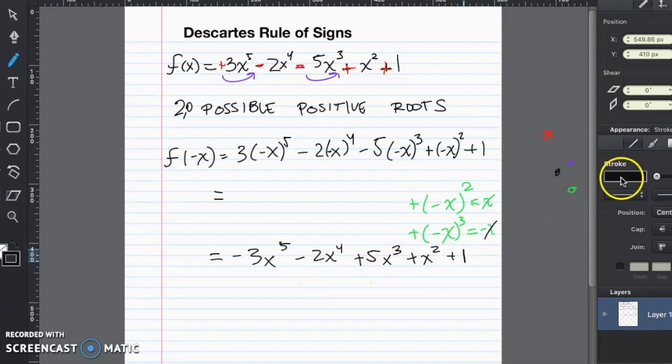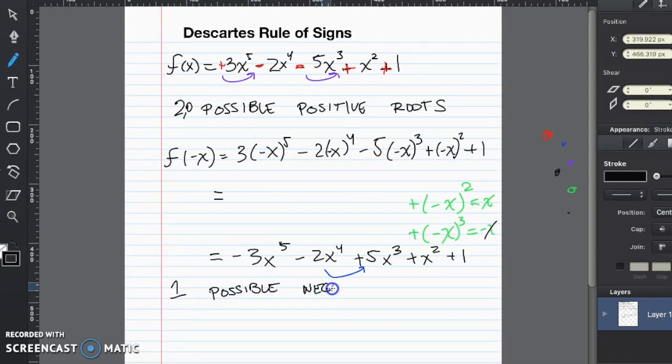Okay, and then again, I'm going to look for my changes in signs. This one from a negative to a negative, that's not one. This one from a negative to a positive, that is one. This one positive to positive, that's not one. Positive to positive, that is not one. That is not one either. So I have one possible negative root. Okay, and again, I can't take anything away from that.